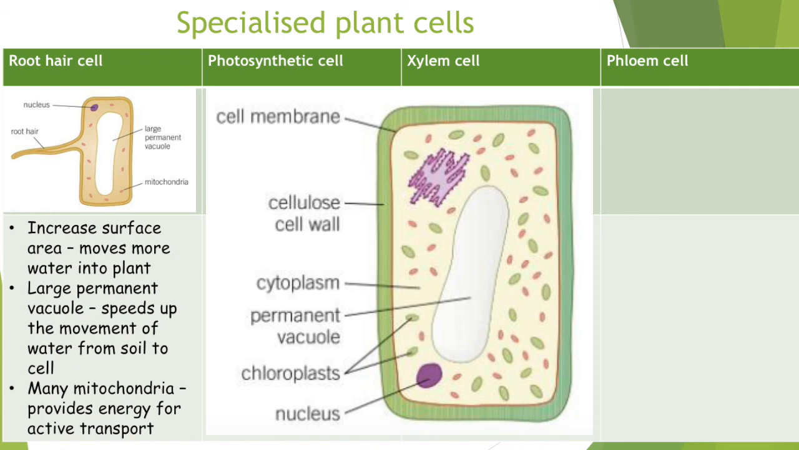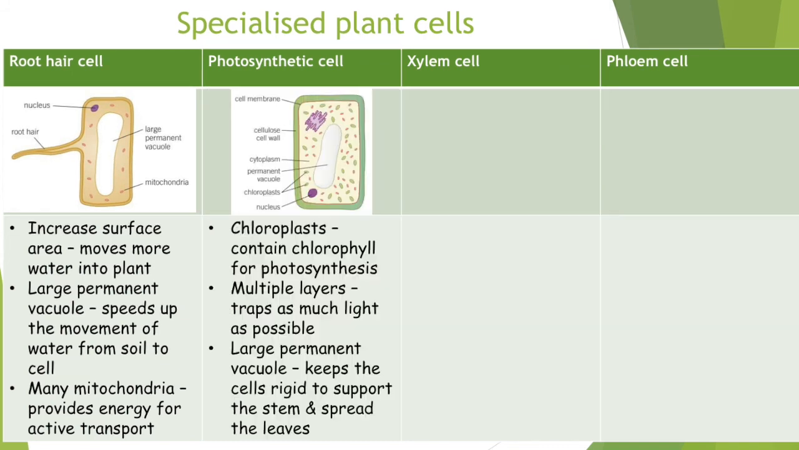The next specialised plant cell we're going to look at are photosynthetic cells. The main role of photosynthetic cells is to take in light and make food via photosynthesis for the rest of the plant. The cells are specialised because they contain green structures called chloroplasts, and these contain chlorophyll. This traps the light needed for photosynthesis.